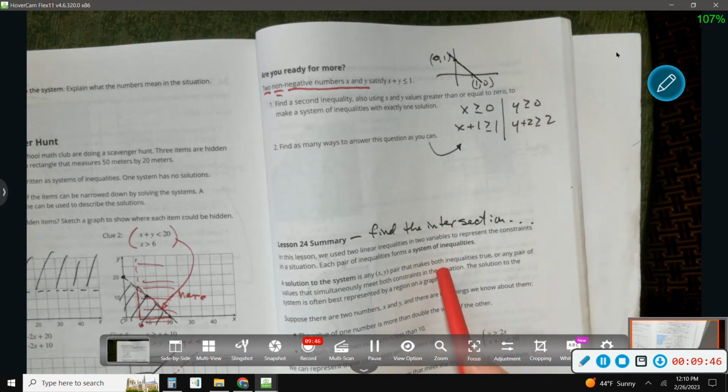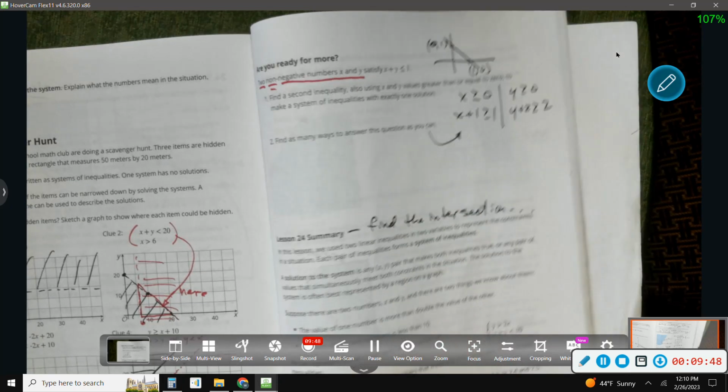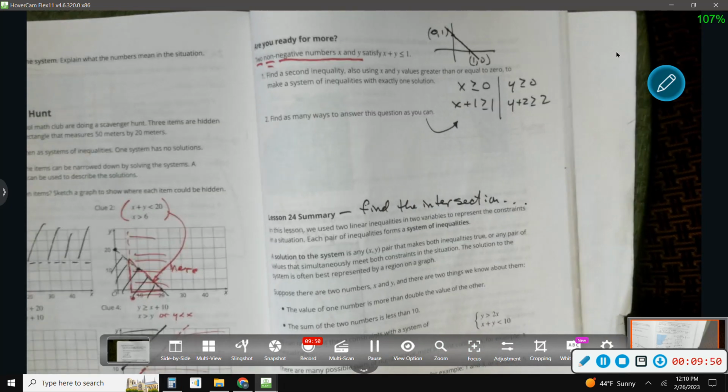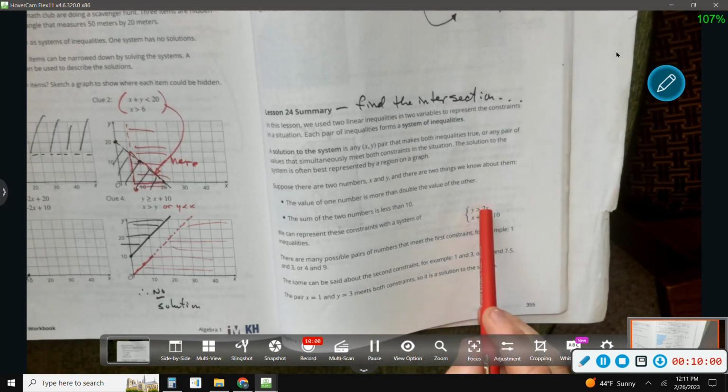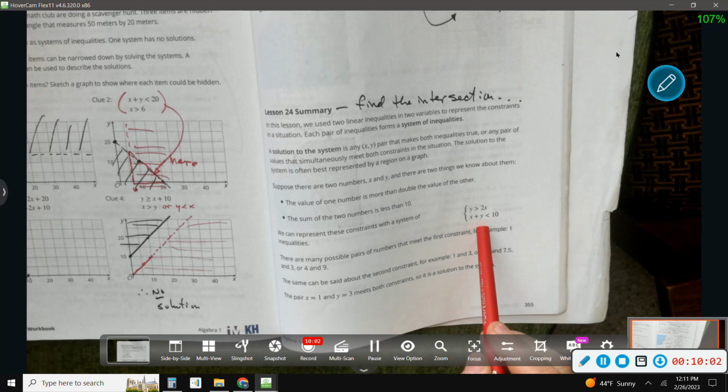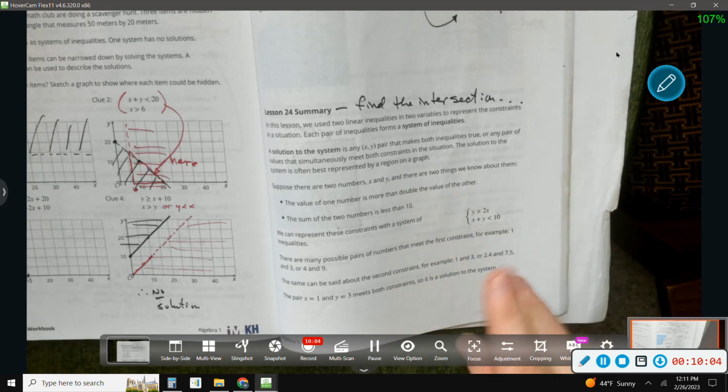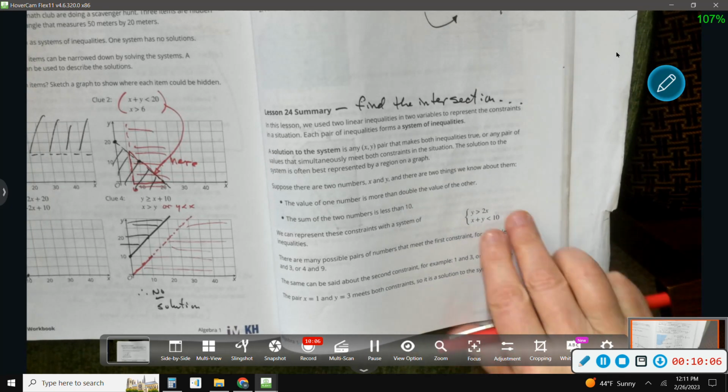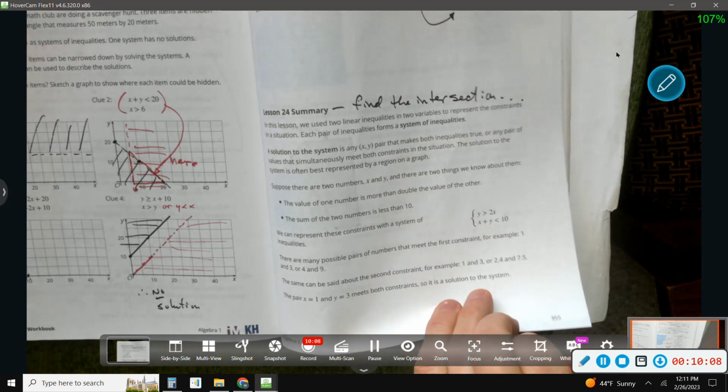And they quickly go on to the summary. The summary is essentially this. You graph your two equations and you find the intersection. That's all you need to do on this. The intersection is the solution. So on this one they give you two equations, and then they say, okay, do the graph, pair things up, see what you got. It's not too difficult.